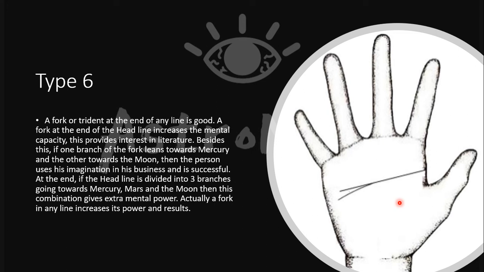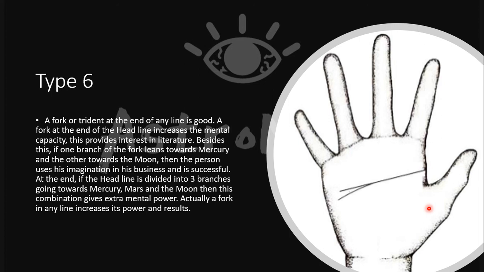Now type 6, we have the Mars defending part, and it will have some trident sign or some split in the main branch of the headline. What it does is give a good impact on whatever line we have. Branches in any major line are very good. Okay, the fork is there, so the capacity of the headline will increase, the mental capacity is going to increase, so it provides interest in literature.